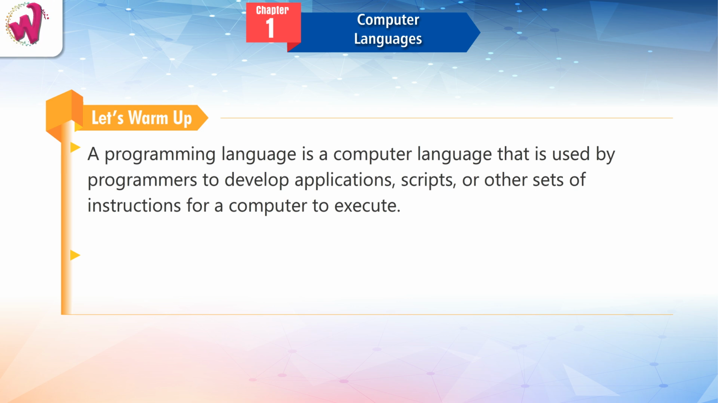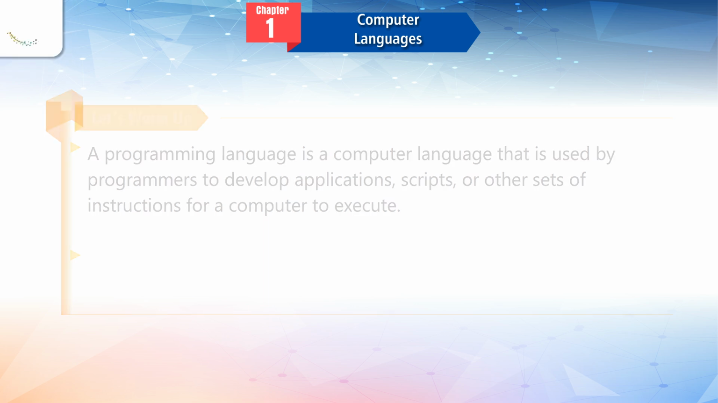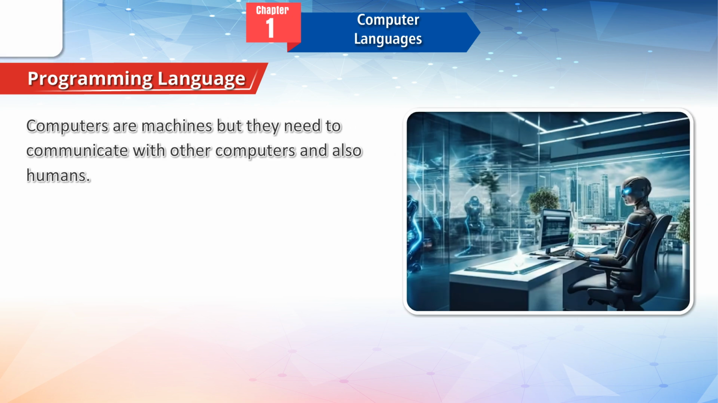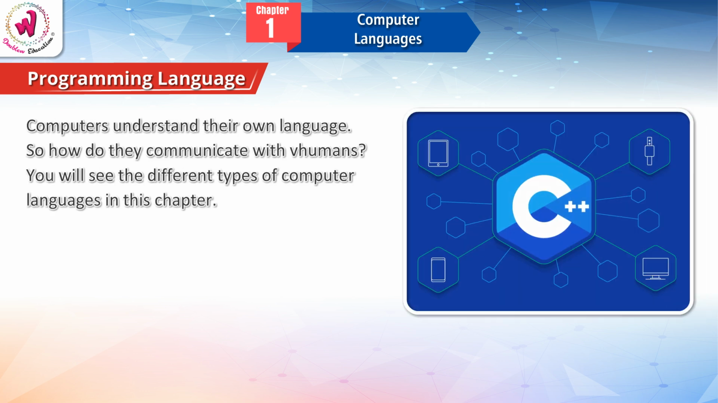A programming language is a computer language that is used by programmers to develop applications, scripts, or other sets of instructions for a computer to execute. Humans all over the globe communicate with other people using a common language. Computers are machines, but they need to communicate with other computers and also humans. Computers understand their own language. So, how do they communicate with humans? You will see the different types of computer languages in this chapter.